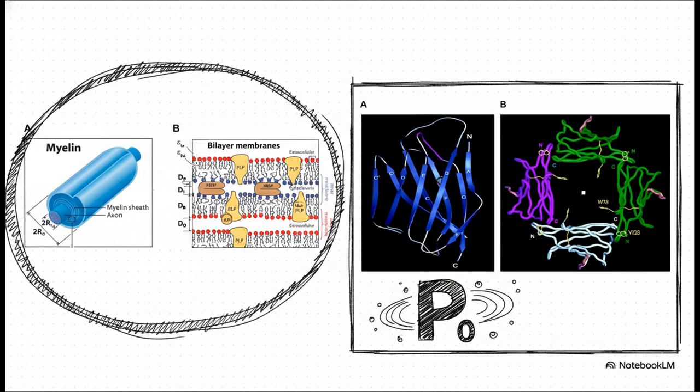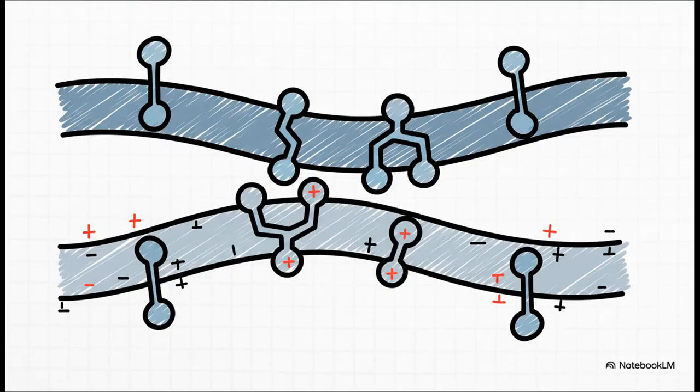So in the CNS, you have PLP and MBP working in concert to compact the myelin sheath. PLP handles the extracellular surfaces, while MBP takes care of the cytoplasmic surfaces. In the peripheral nervous system, however, this dual role is handled by a single dominant protein, myelin protein 0, or P0. P0 is the major protein of PNS myelin, making up over half of its total protein content.